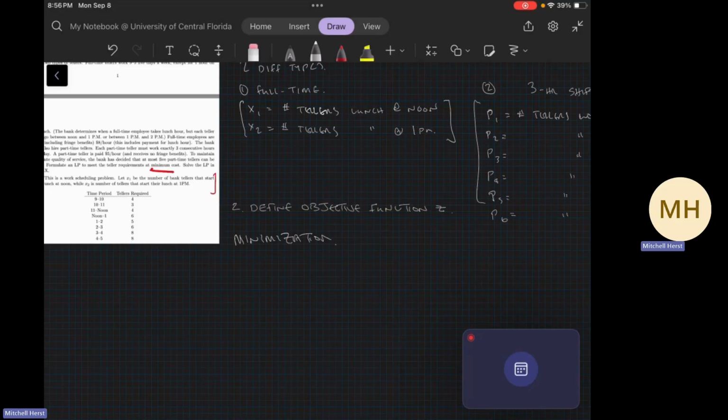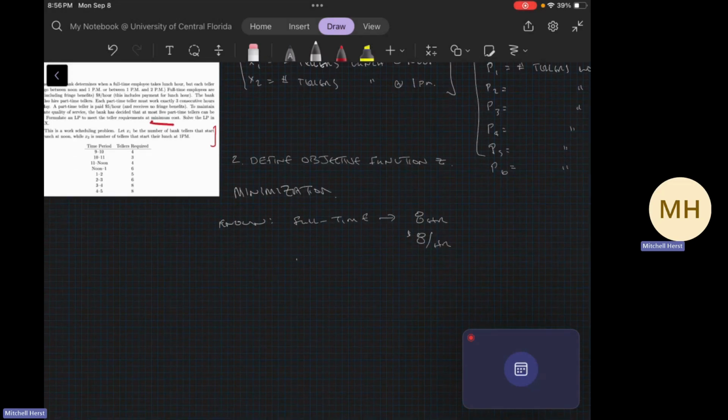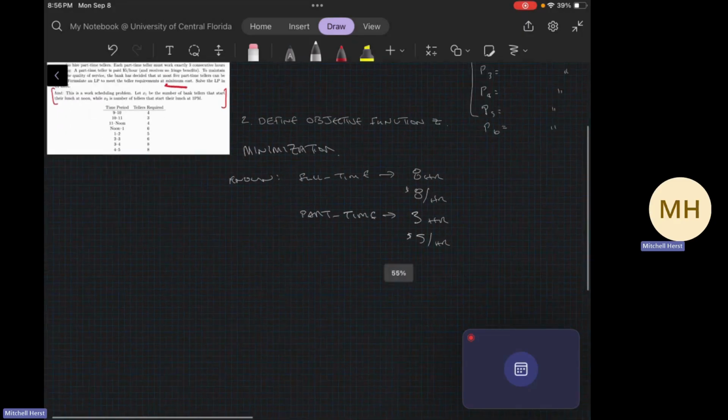Okay, so we can also take what else is known here, and that's that full-time tellers are working 8-hour shifts for $8 an hour. Okay, and then part-time is working 3-hour shifts at $5 an hour.